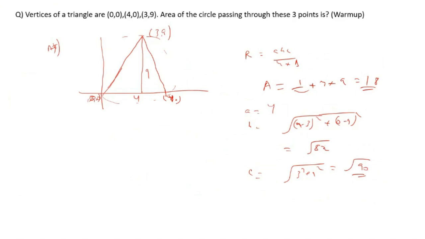You know the three sides now. So 4 into root 82 into root 90, over 4 into area, which is 18. This would give you the circumradius, and the area pi r square would give you the circle's area, which is what is asked in the question. Very direct, so that's why it was a warm-up question. And the fact of the matter is this is a CAT 2020 slot 2 question.